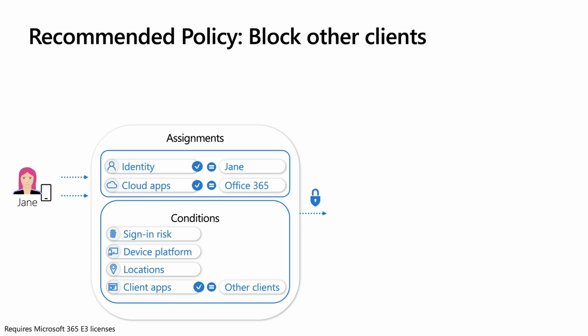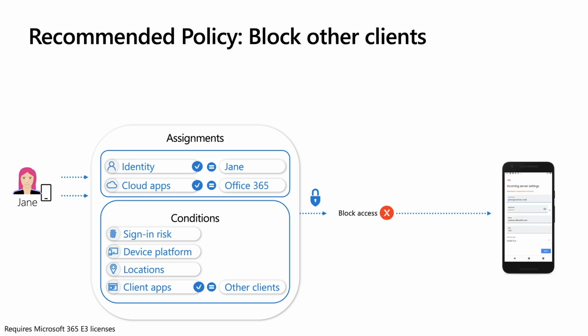Finally, we need to think about all the other client protocols that Exchange Online supports, like POP, IMAP, Exchange Web Services, and even PowerShell. So in this policy, we're going to target our users and target Office 365 because we want to be broad and apply against all the endpoints. From a condition standpoint, we're only going to target our client apps and set that to be other clients. Now, unlike Exchange ActiveSync, all these other protocols that can be used to access messaging data do not have quarantine logic built in them. So this will actually be a block policy.